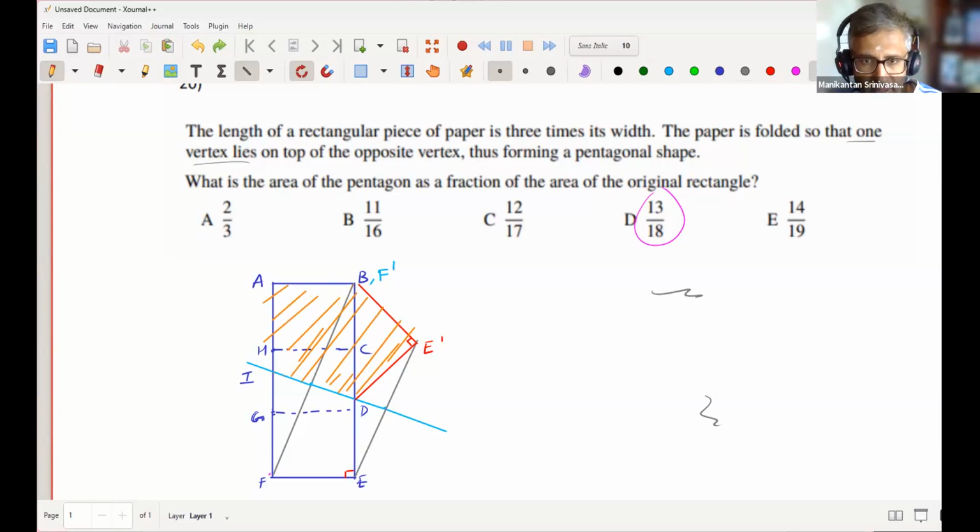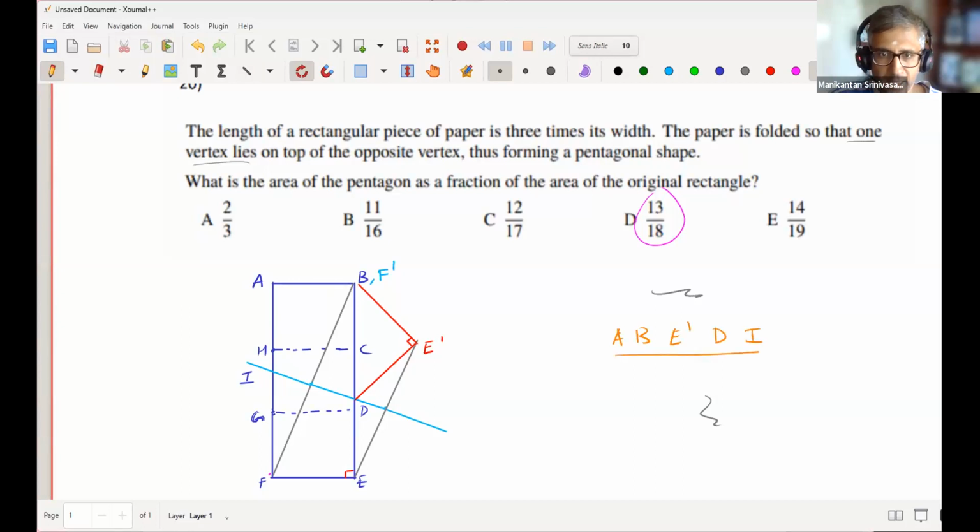Sorry, I guess I made it more difficult to understand. Okay, I'll remove it. All of you guys can see the pentagon, right? So it's A, and B is just B, E dash, D, I. Okay, A, B, E dash, D, I. That's the pentagon I'm talking about.